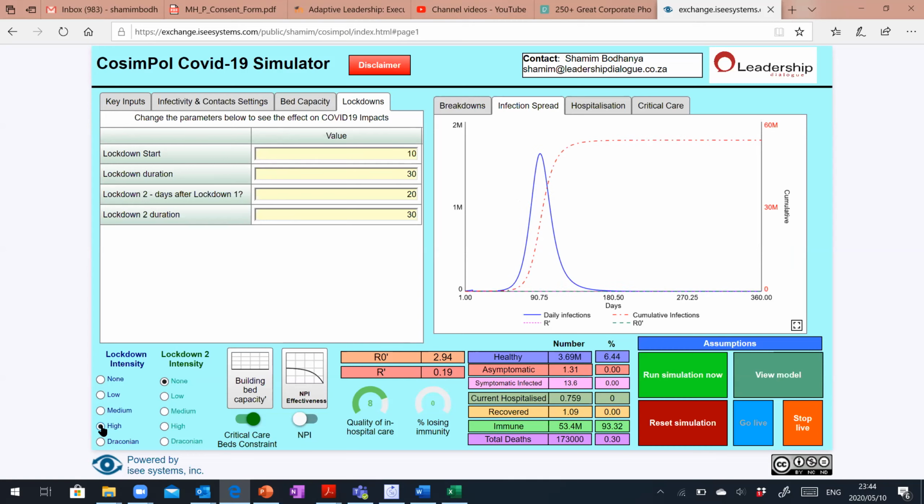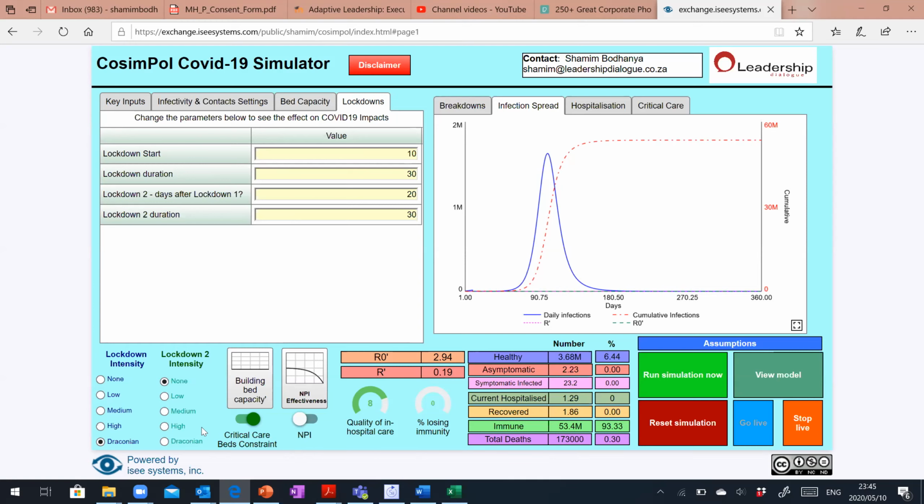High intensity, again, and you notice because of the nonlinear relationships, a higher intensity actually has a slightly worse impact on deaths than the medium intensity. And draconian does almost no difference in terms of the actual impacts on reducing the number of deaths. Now, obviously, number of deaths is not the only criteria, but for the purpose of the scenario, just so that we see the dramatic effect, if any, of lockdowns, I'm focusing largely on the number of deaths.